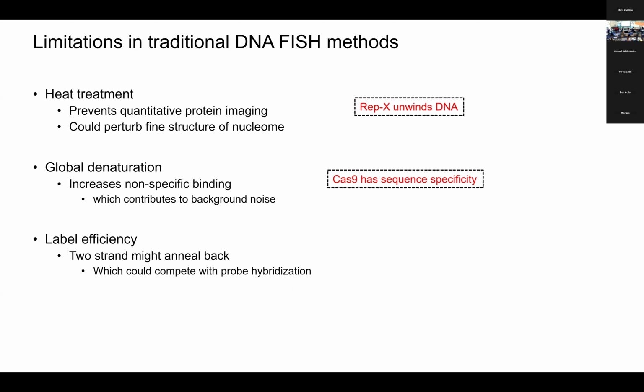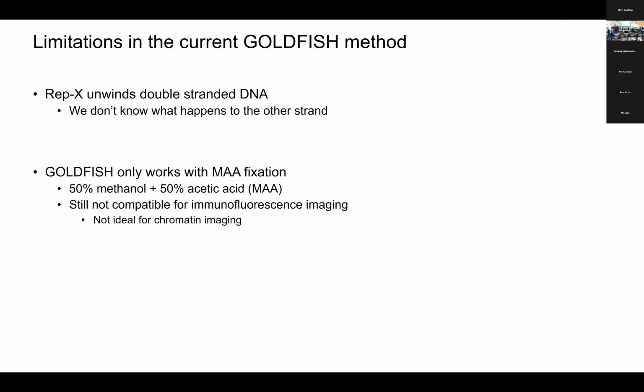So yeah, this method actually solved two of the questions in the traditional DNA FISH, because Rep-X locally unwinds the DNA, and Cas9 achieves the local denaturation, so we don't need to suffer from the high non-specific binding of the background. However, this current GOLDFISH method is still not perfect, and it introduced an extra problem.